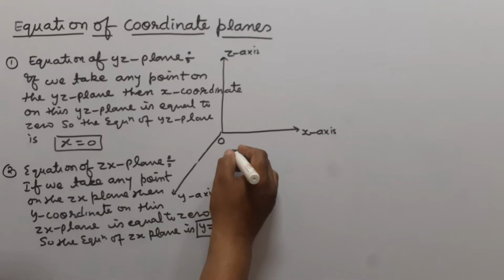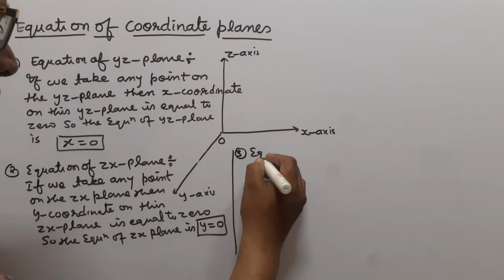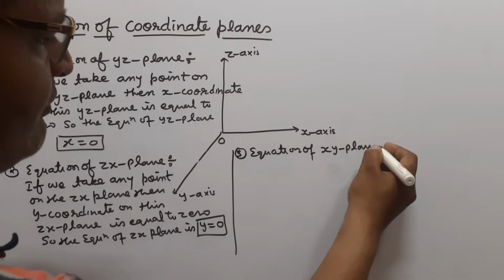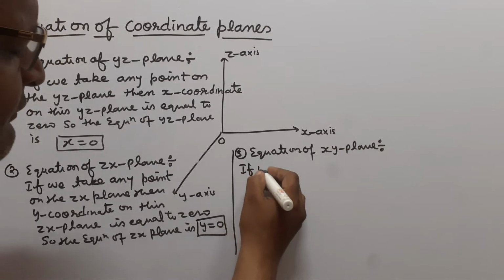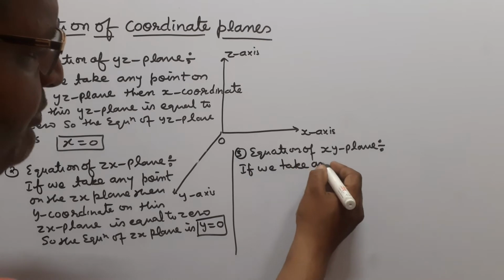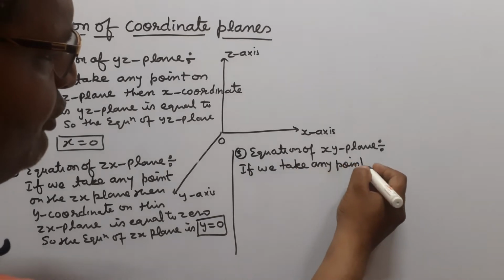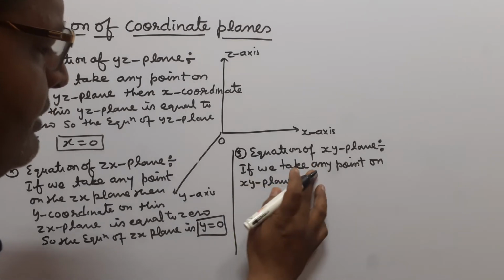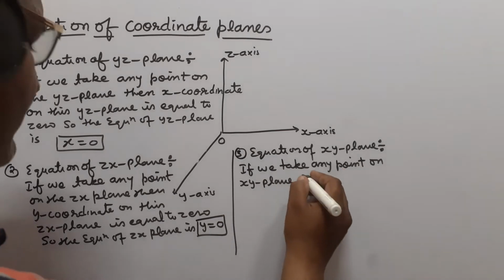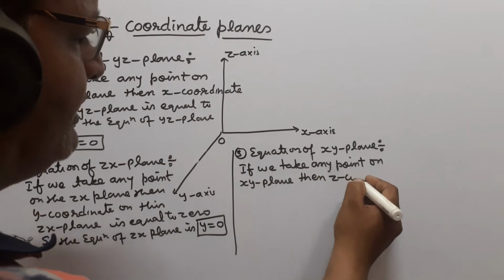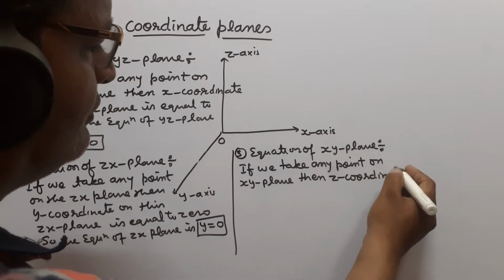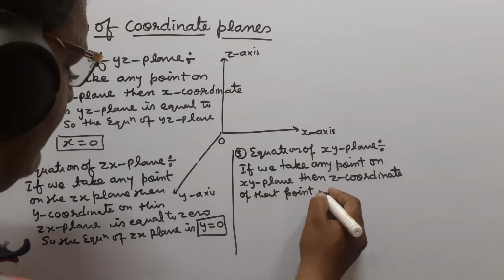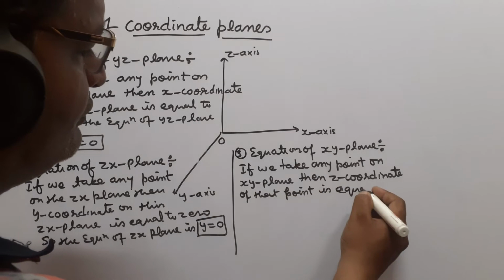Now we write the third equation, of the xy plane. So if we take any point on the xy plane, then the z coordinate of that point is equal to 0.